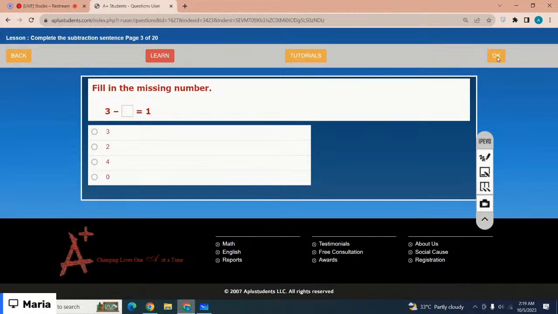Okay, the next one is find the missing number. 3 subtract the missing number equals 1. Which is the correct option? The correct option, 3 take away 2 equals 1, right? Very good. The correct option is 2. 3 take away 2 equals 1.